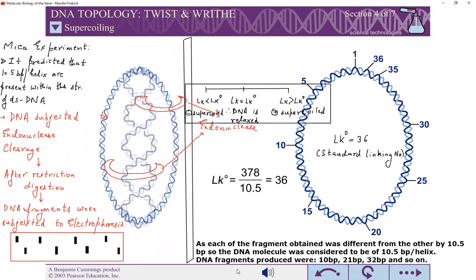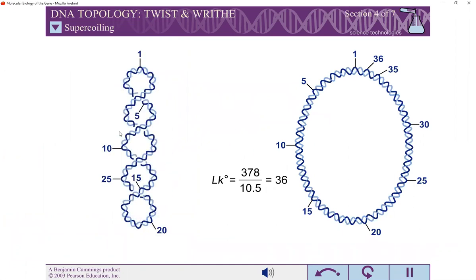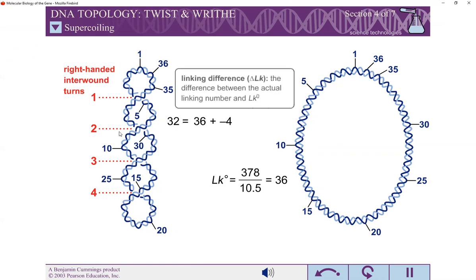If writhes are introduced to the DNA without changing the number of twists, the linking number changes. The difference between the actual linking number and Lk naught is the linking difference. Now you can see if the new linking number is 32, that means the new linking number is less than the standard linking number. The DNA is said to be negatively supercoiled. This is called the linking difference.